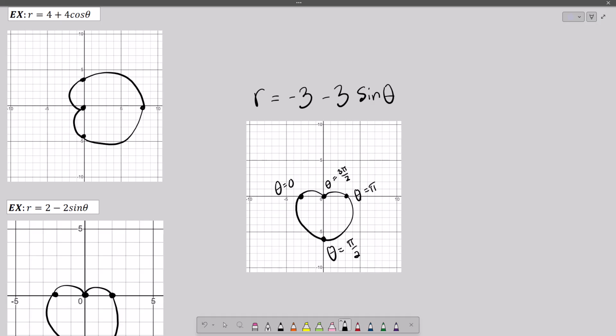Not too bad. Kind of fun. Yeah. A little creative.